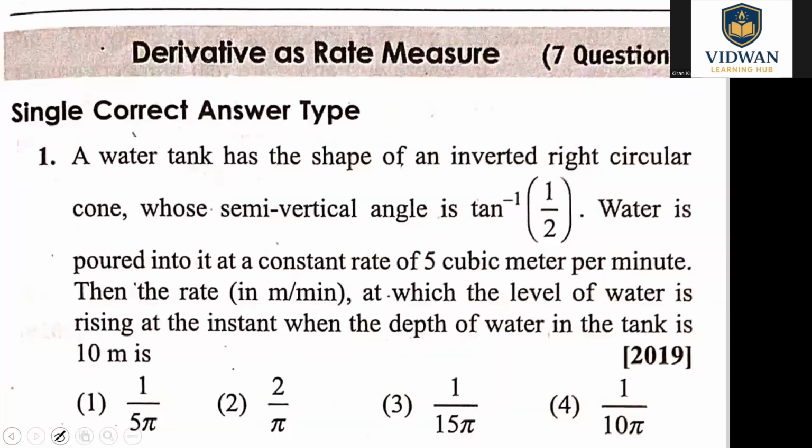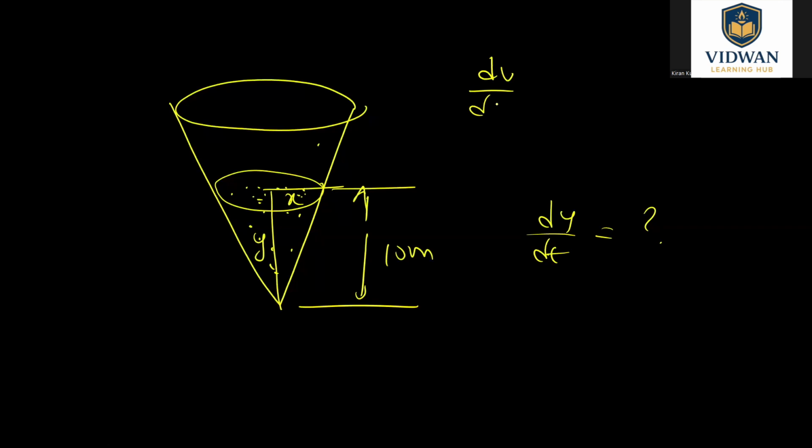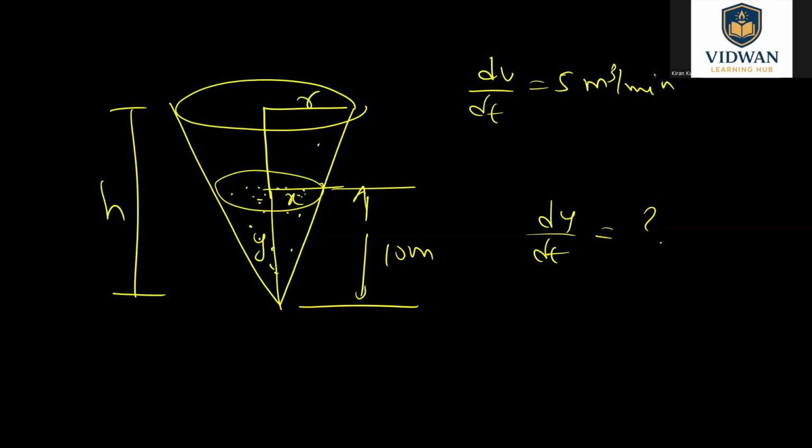And what is given? The semi-vertical angle is given and 5 cubic meter per minute is the rate of change of volume. dV by dt is 5. So dV by dt equal to 5 meter cube per minute is given. You have to find dy by dt. So just let us extend this line further. This is the radius of the cone and this is the height of the cone. So R and H are constant. For water level, there is a change in x and y. Because if the water level reduces, x will reduce and y will also reduce. If the water level increases, x will increase, y will also increase. So the variables are x and y. R and H are constants.